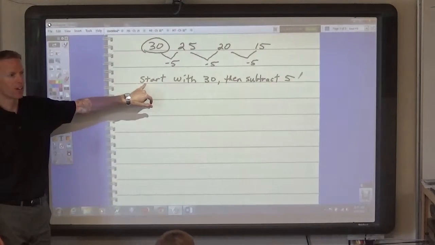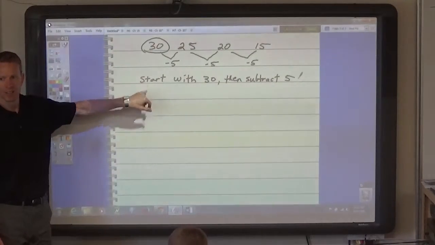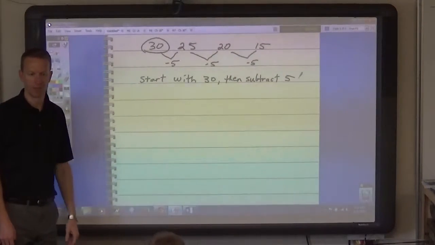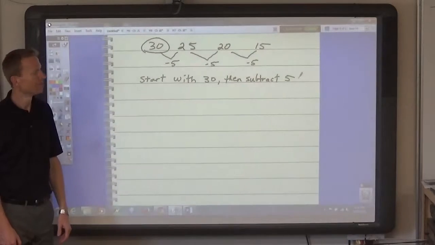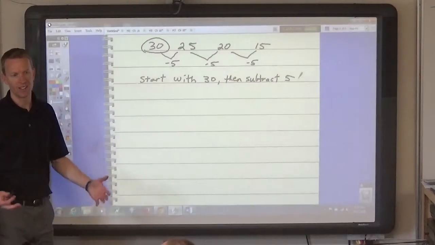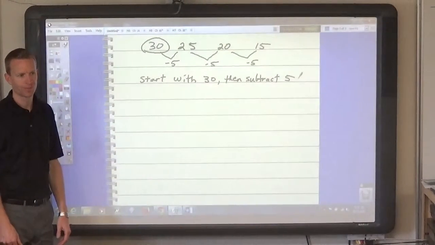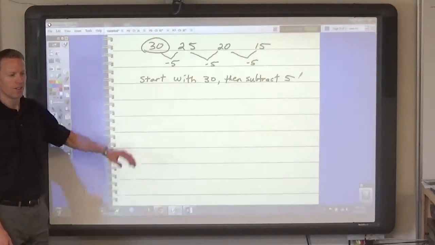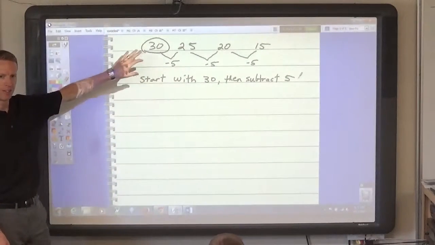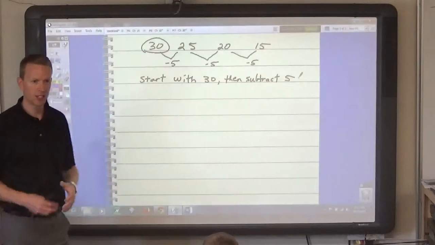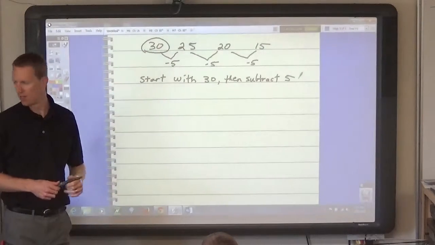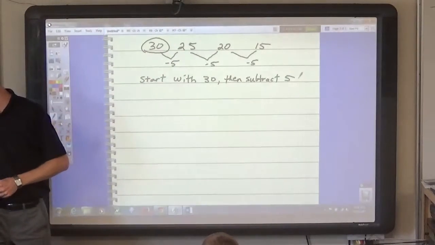Then I might ask you, what are the next 3 numbers in the pattern? 10, 5, and 0, right? So, that's what inductive reasoning is about. It's looking at this logically and figuring out a pattern. Okay? What about this one?